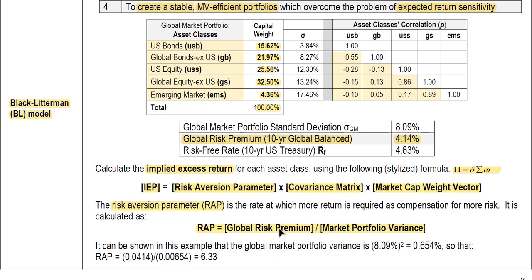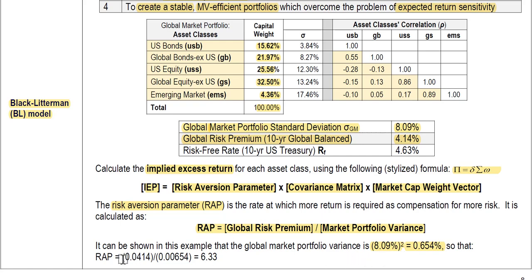Okay, now this is the premium, but this premium actually will be dynamic, right? It is related to the market portfolio risk, which we calculate using a standard deviation. Again, this is the global market portfolio, and it's 8.09%. Now, this is a standard deviation, so I have to square it to get the variance. Variance is the parameter we use to calculate the risk parameter.